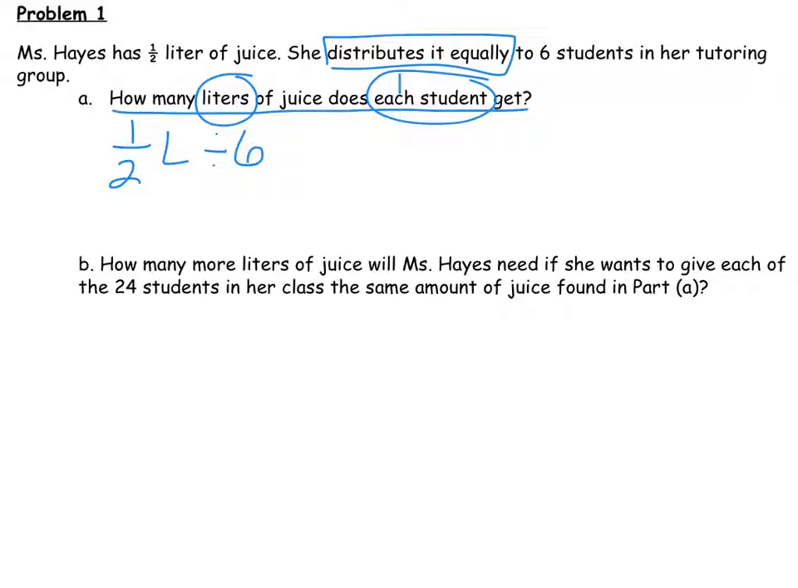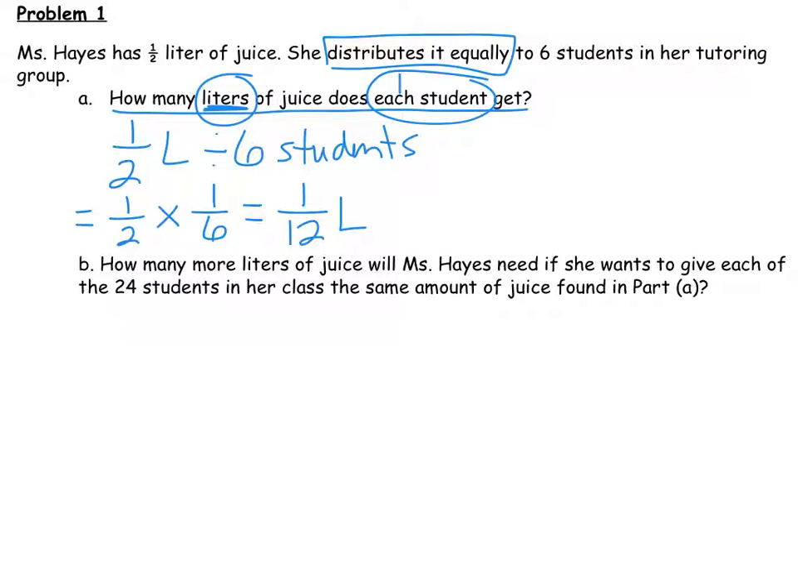All right, so students. So just like we learned before, 1/2, instead of division, I'm going to multiply. And so that 6, the inverse of 6 is 1/6. So 1 times 1 is 1, 2 times 6 is 12. So 1/12 of a liter of juice.